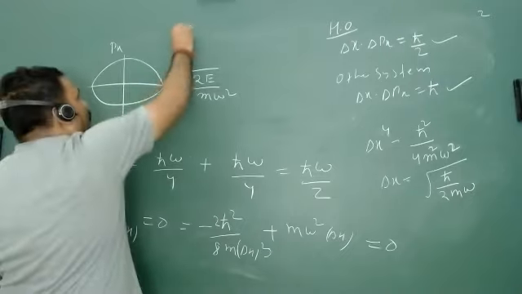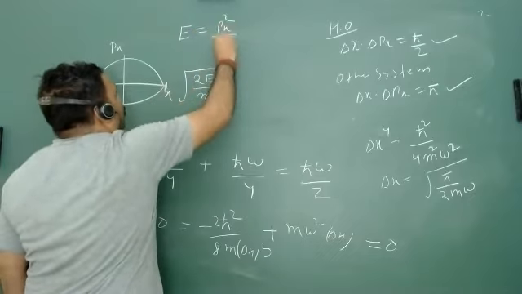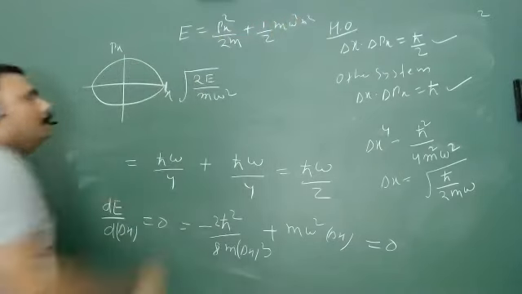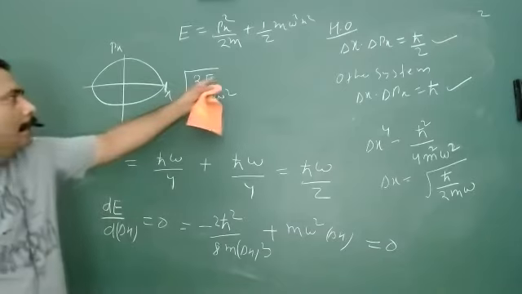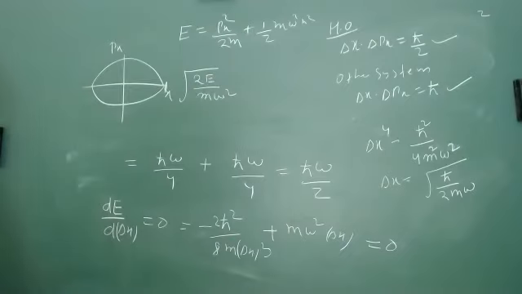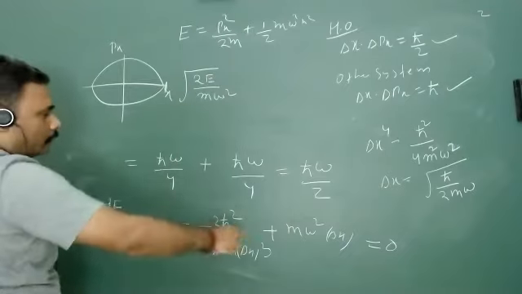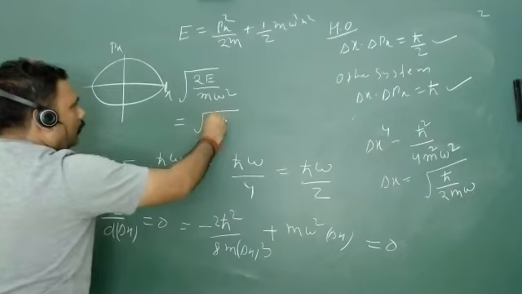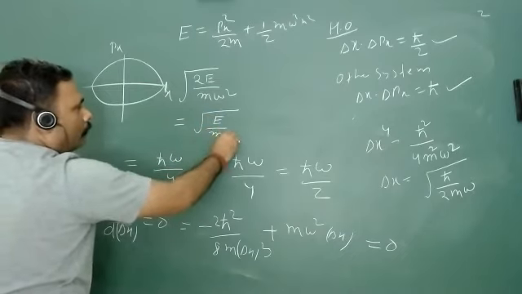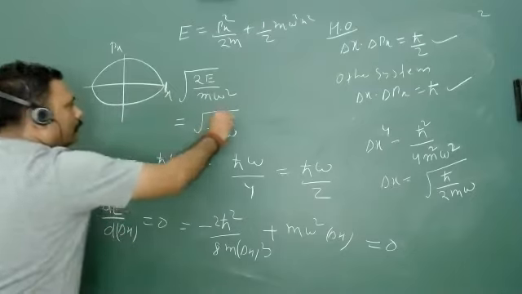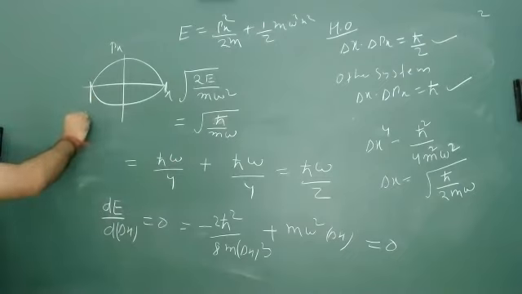Remember, last class we have done. E is equal to px square upon 2m plus half m omega square x square. Means momentum is 0. And now, if you put the value of E is equal to h cut omega by 2, just put it. What will this value be? E upon m omega. Sorry, h cut upon m omega, isn't it? h cut upon m omega. And this is minus h cut upon m omega, isn't it?